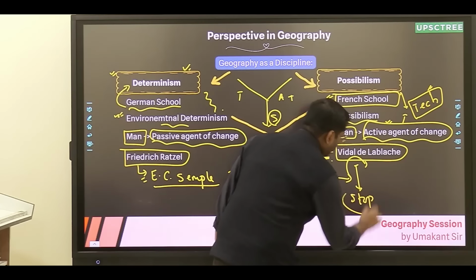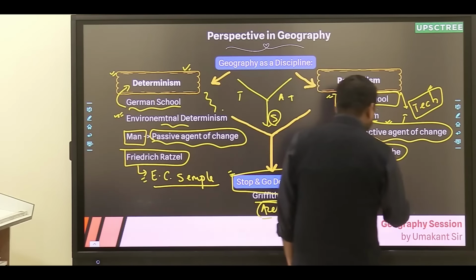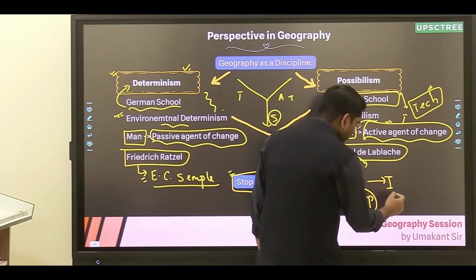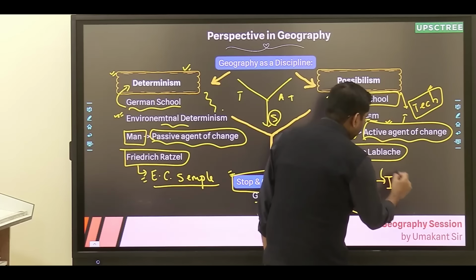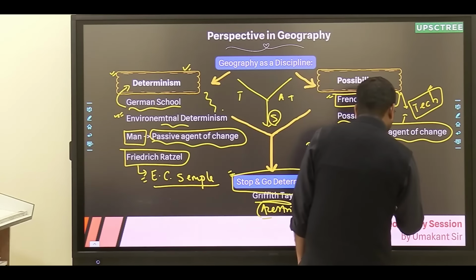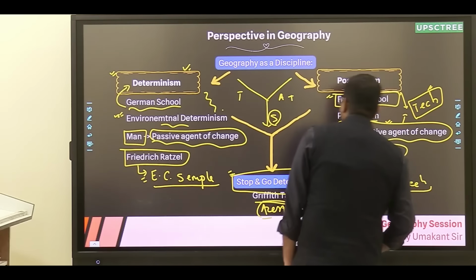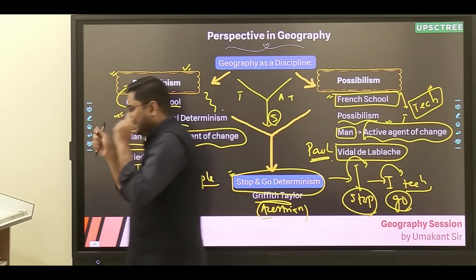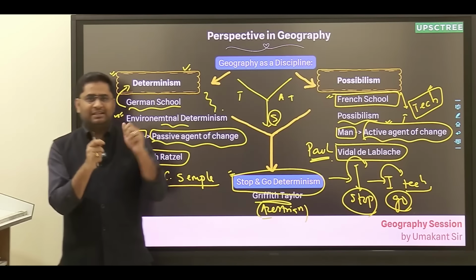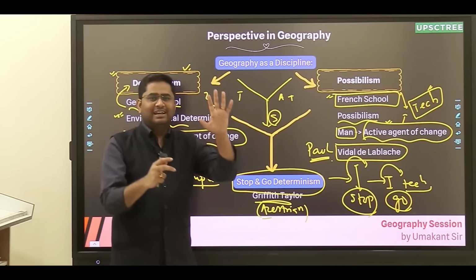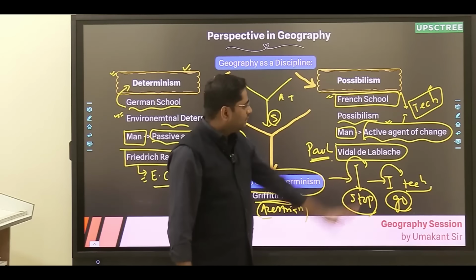Okay. But sometimes, although there is an obstacle put forth before man by nature, still man is able to overcome it by the application of technology. That is known as go. So it's like a traffic light, red and green, and orange. Orange you cannot go, green you can go. Okay, it's like stop and go determinism.